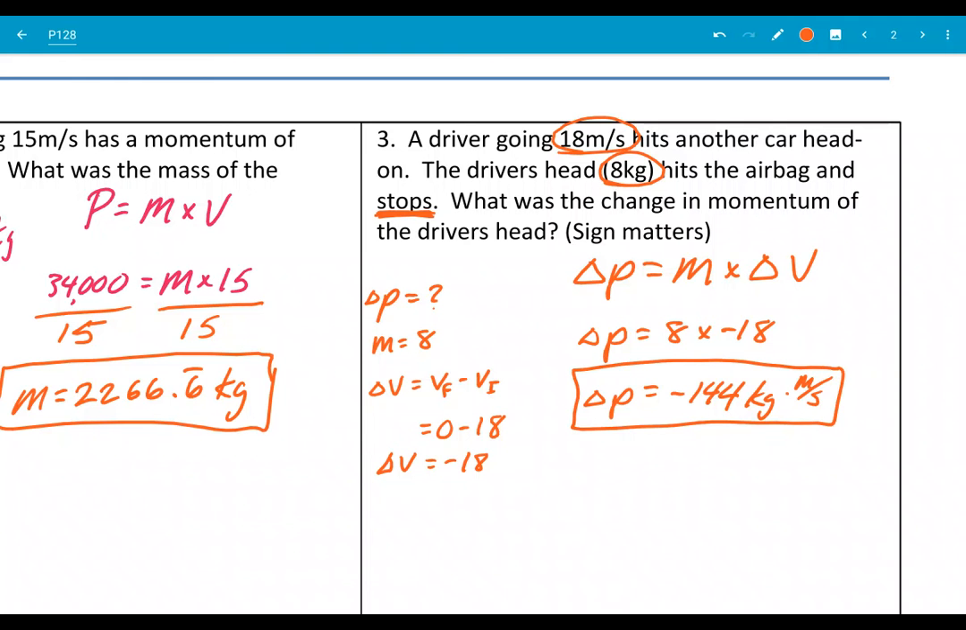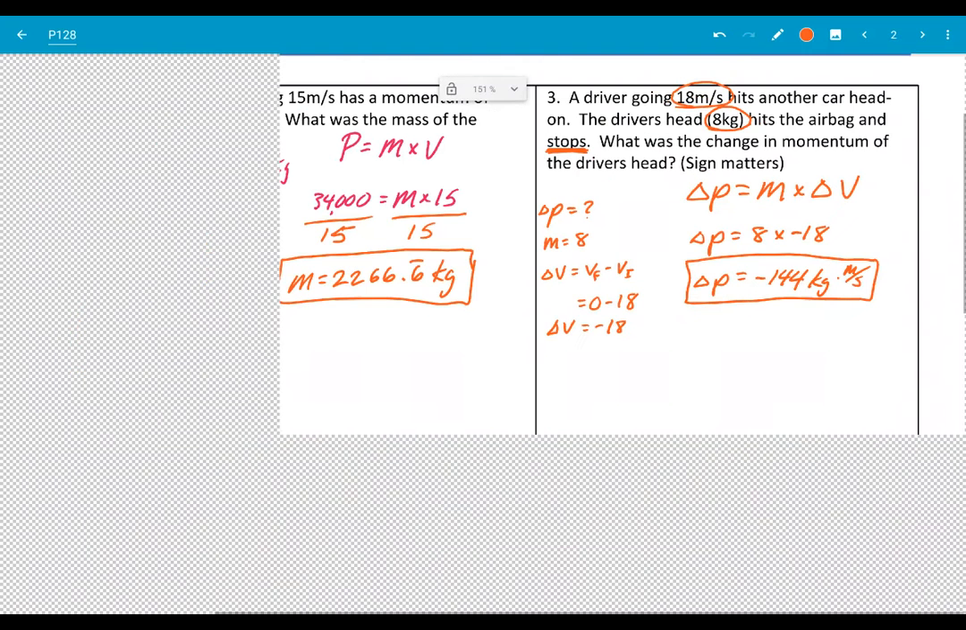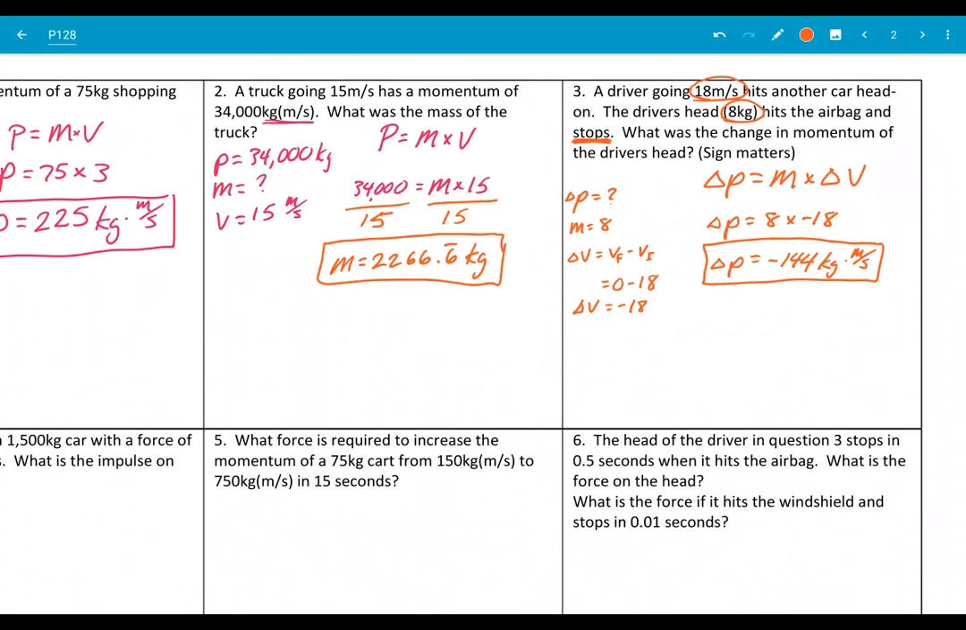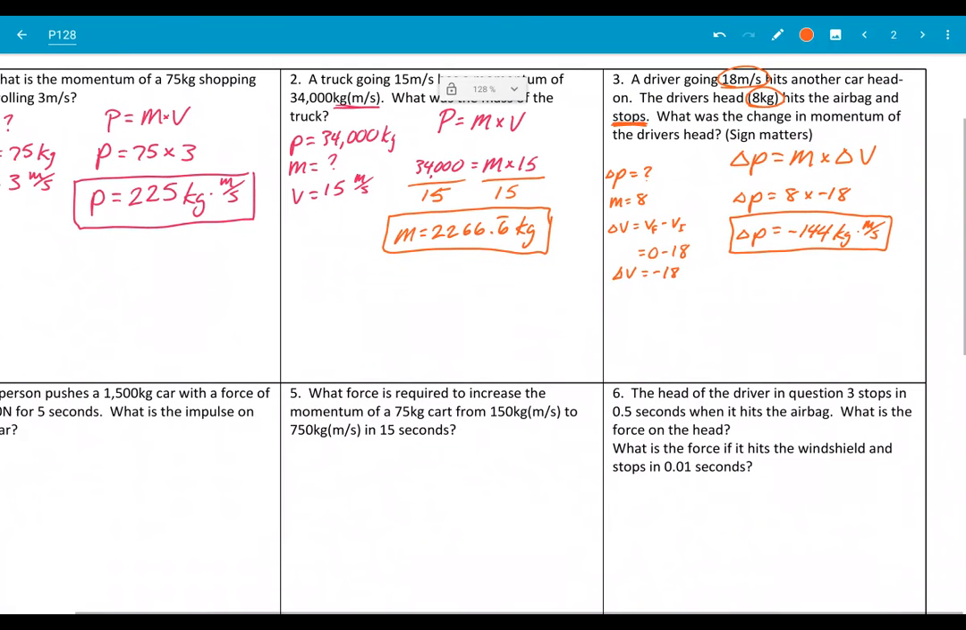Okay, that's how much the momentum changed. And what's handy is that later on we can figure out how much force was required to cause that change. Okay, and so why don't we do that one next? That one's number 6. Okay, so we're going to use this information here and the question down below.